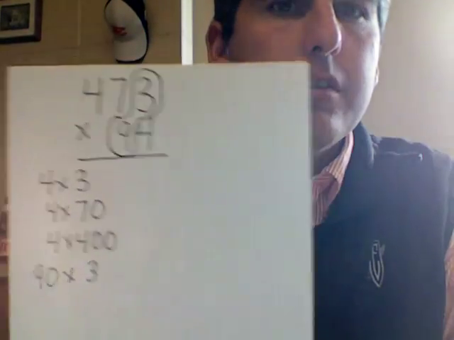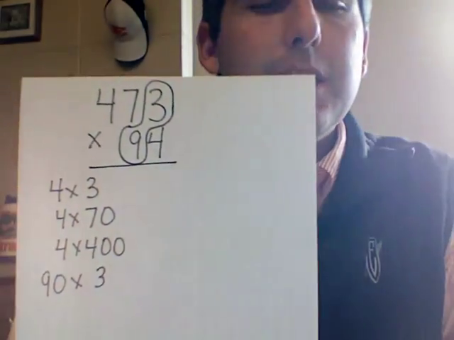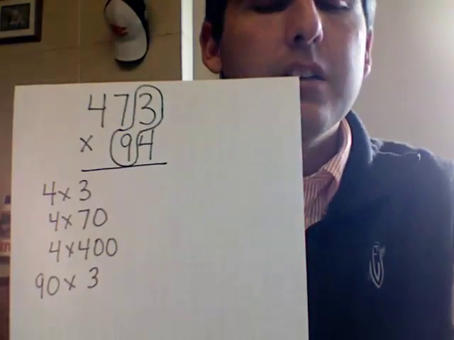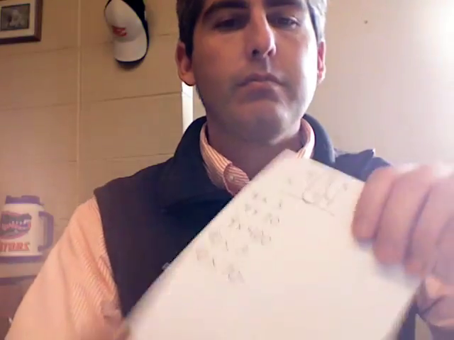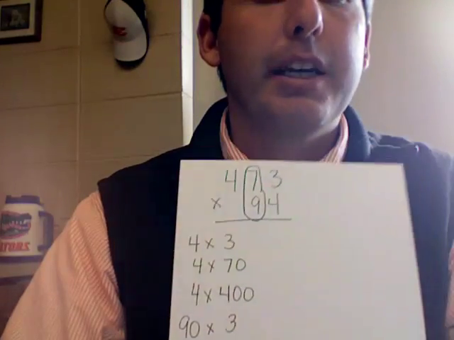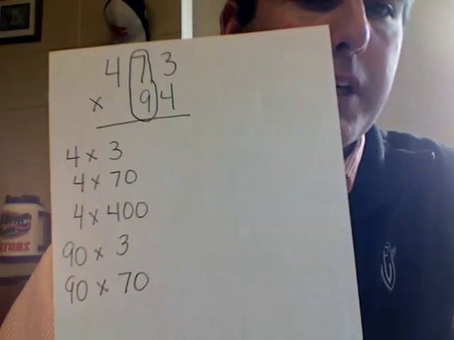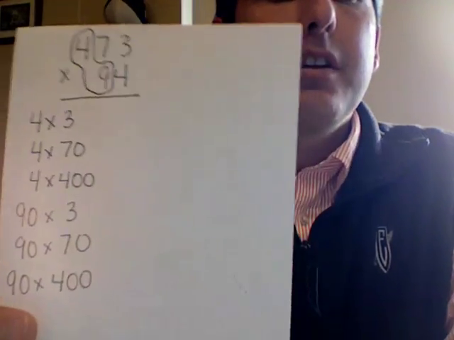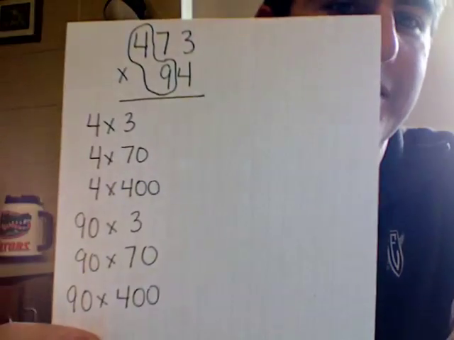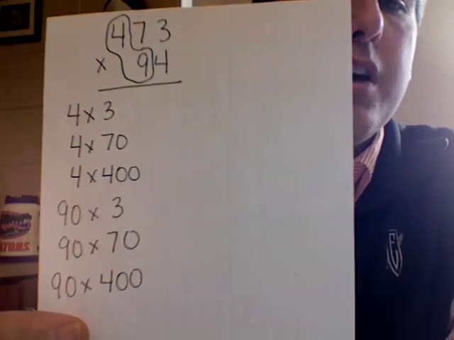Then we move on to the tens place, which has a value of 90. 90 times 3 is our next multiplication problem. We then multiply our tens place times our tens place, which is 90 times 70. And finally, we take our tens place times our hundreds place, which was 90 times 400.